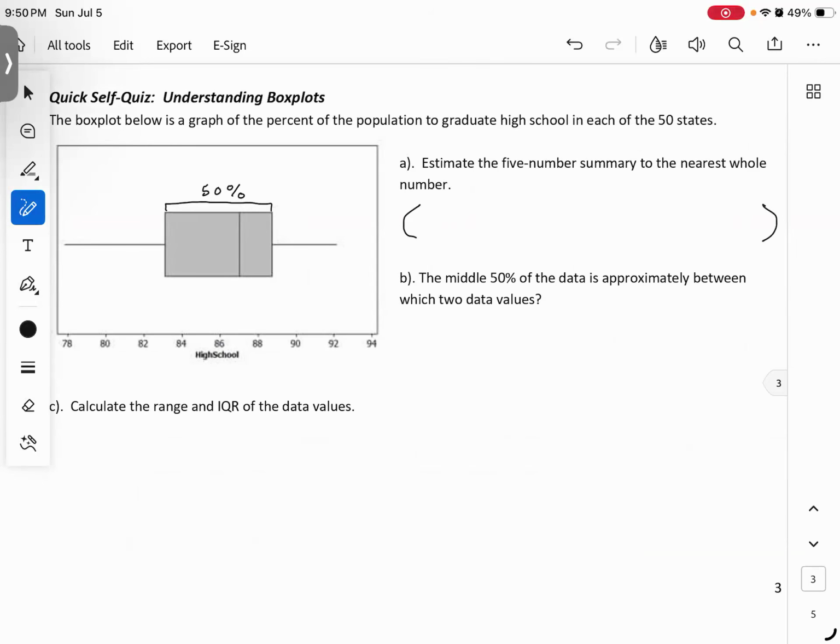And you'll also be able to do the range, which is your max minus min, and your IQR, which is your Q3 minus Q1. So again, go ahead and pause the video, try these for yourself, and then watch the next part.